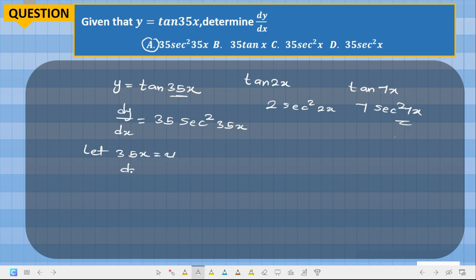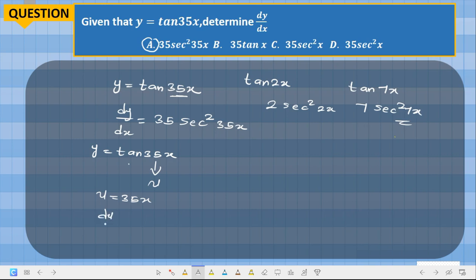It means... first of all, let's write out the equation first so that we know what we are working with. We say let y be equal to tan 35x. Now let u be equal to 35x, so we say u is equal to 35x.